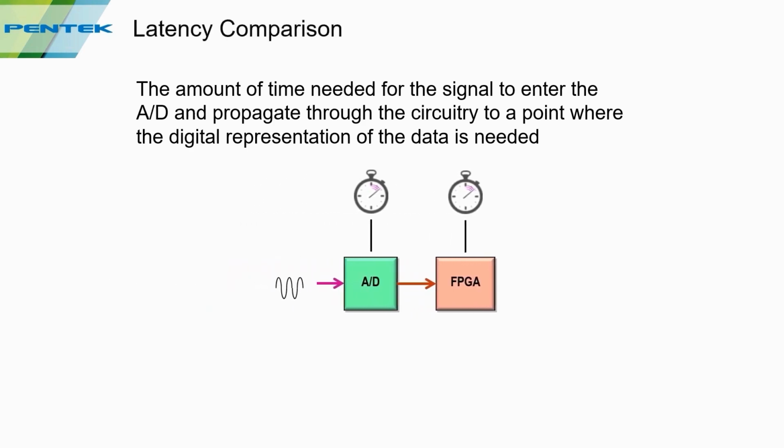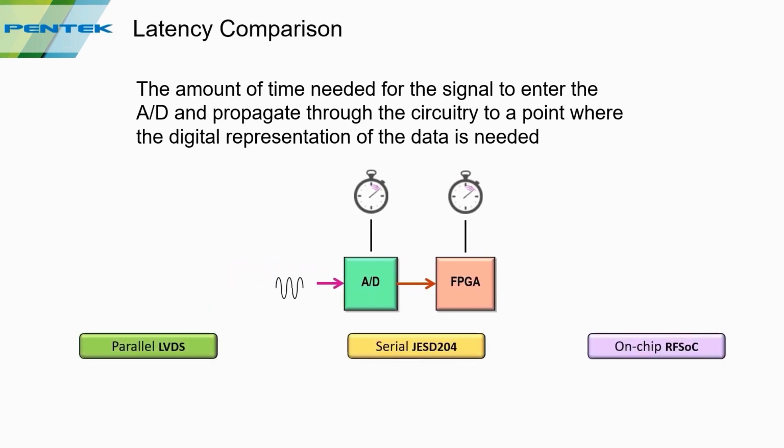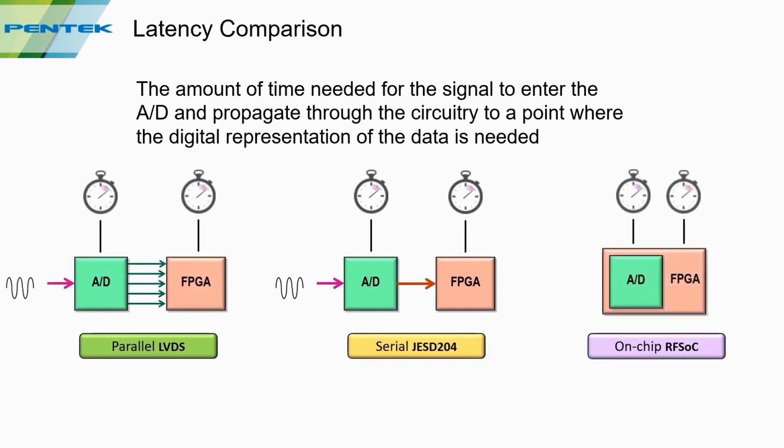So let's take a look at the latency for each interface. Parallel provides the least latency, anywhere from 50 to 90 clock cycles for the analog signal entering the A to D to appear in the FPGA where it can be processed. I did this in clock cycles. You could do it in nanoseconds too, but because different A to Ds are running at different speeds, it's a little bit easier to compare if you just bring everything down to clock cycles. The RFSoC is pretty close. It's around 86 to 166 clock cycles.